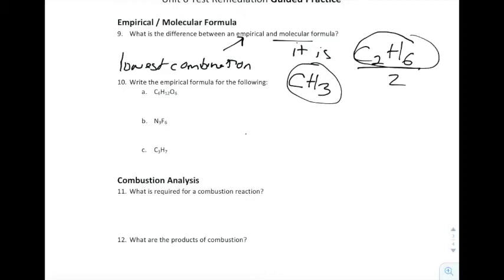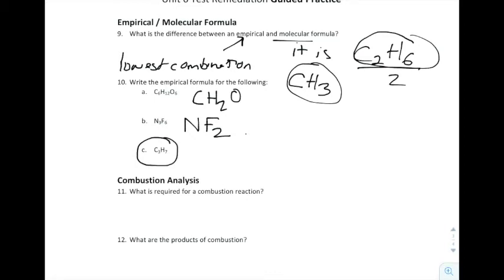So now it wants me to write the empirical formulas for the following. You should be able to recognize that molecule as glucose. And so when you do that, it would be CH2O. The next one would be NF2. And finally, you should be able to recognize that that one is already the empirical formula because it cannot be reduced anymore. C3H7, if I were to divide by 3, 7 doesn't divide cleanly into 3. If I were to divide it by 7, 3 doesn't divide cleanly, so it doesn't work. So the answer is that is already an empirical formula.